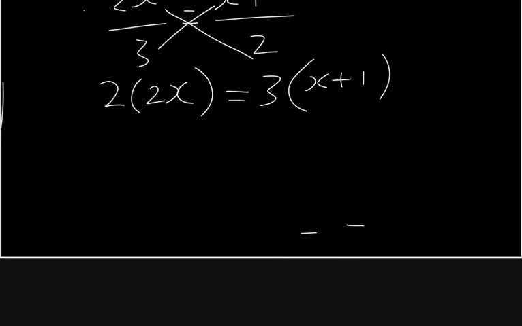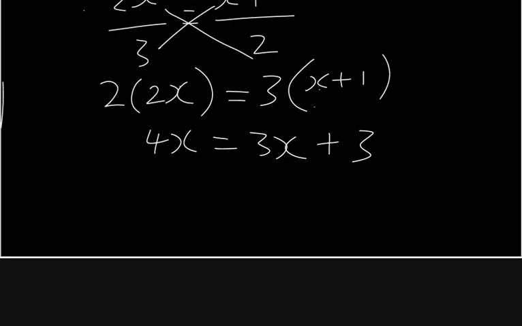When I open the bracket, 2 times 2x is going to give us what? 4x. It equals 4x, is equal to, here now is 3x plus 3. Look at it: 3 times x is 3x, 3 times 1 is 3. So from here now, the next thing is to collect like terms. What are the like terms? 4x and 3x. We move 3x to this side.